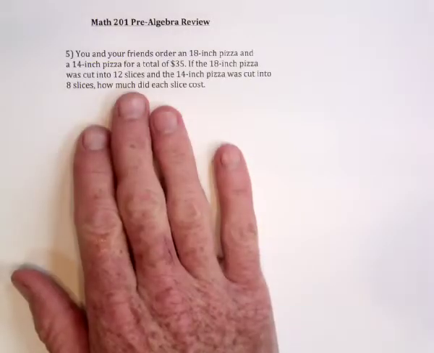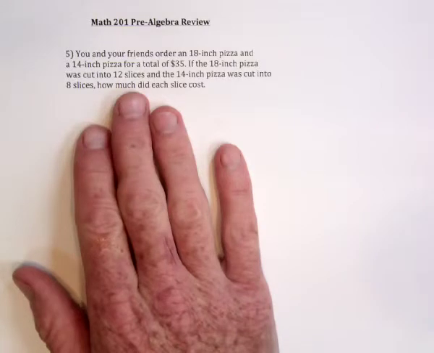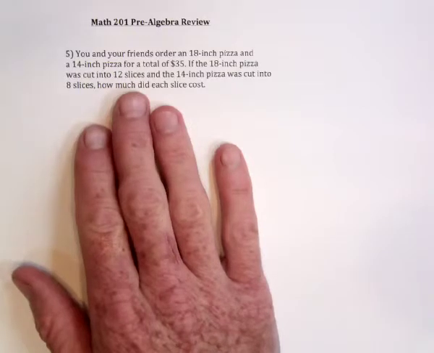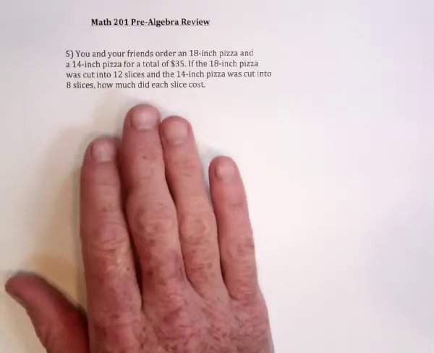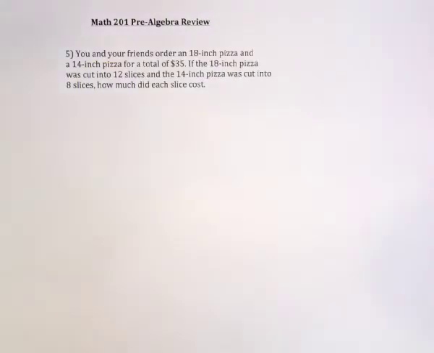You and your friends order an 18-inch pizza and a 14-inch pizza for a total of $35. If the 18-inch pizza was cut into 12 slices and the 14-inch was cut into 8 slices, how much did each slice cost? Well, this is an interesting example because it does what many word problems do: it has pertinent information. It also has extra information.